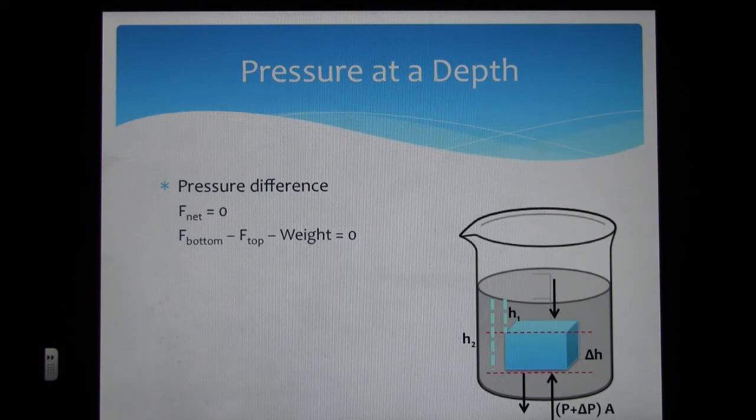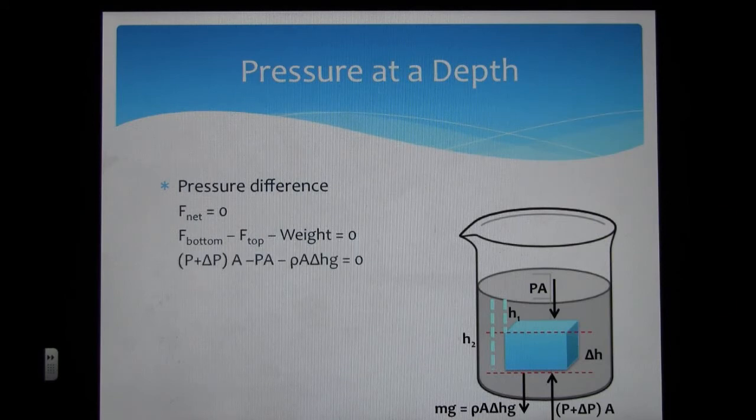Well, the upward force is going to be equal to pressure times area, but it's a pressure plus a difference in pressure caused by the depth times the area. For our second force on top, we have force equals pressure times area, and the surface area is A and the pressure is P. And then we have this third and final force, which is the weight, mg, but m is rho V, and V is area times h. So in this case, the weight is equal to rho A delta h times g.